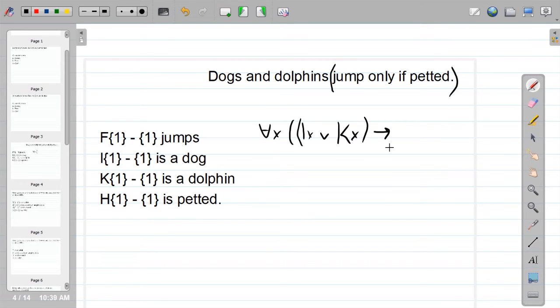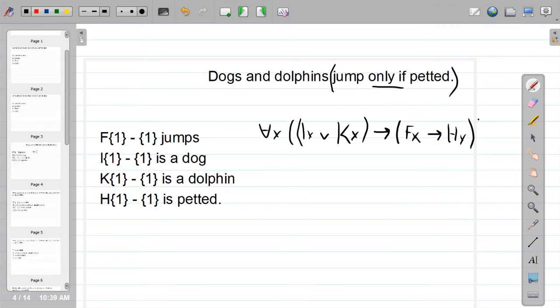And now our good old sentential logic symbolization skills come back. You dumped them in some dark corner of your memory, and now it's time to dust them off. Only if. So jump only if petted. What comes after only if? The consequent. So petted is the consequent. That means jump is the antecedent. So x jumps, Fx, then Hx. There you go.